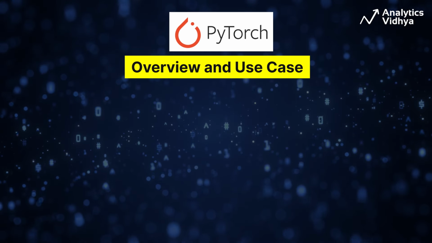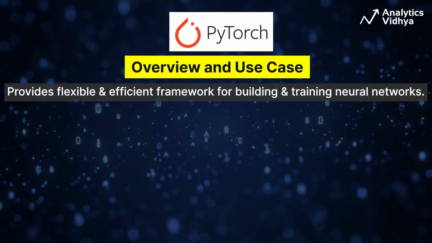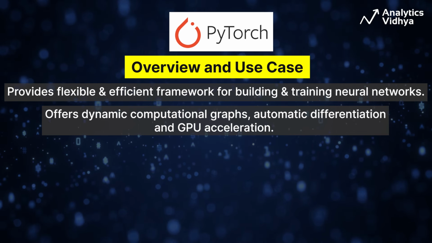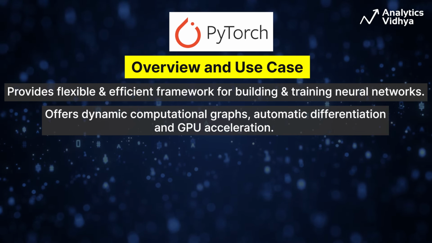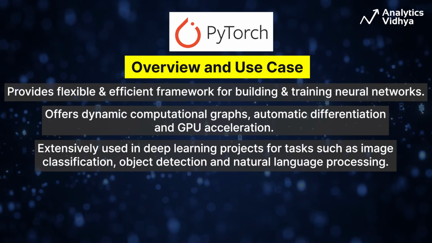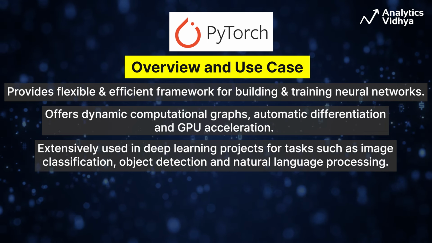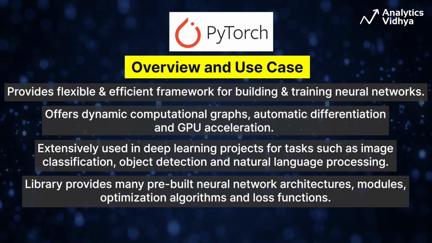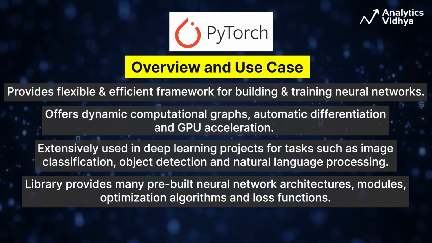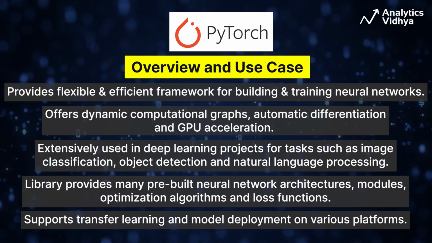The sixth library is PyTorch, which is a popular deep learning library that provides a flexible and efficient framework for building and training neural networks. It offers dynamic computational graphs, automatic differentiation, and GPU acceleration. Now, PyTorch is extensively used for deep learning projects for tasks such as image classification, object detection, and natural language processing. If you are wondering why, well, this library provides many pre-built neural network architectures, modules, optimization algorithms, and loss functions. Not just that, PyTorch also supports transfer learning and model deployment on various platforms.